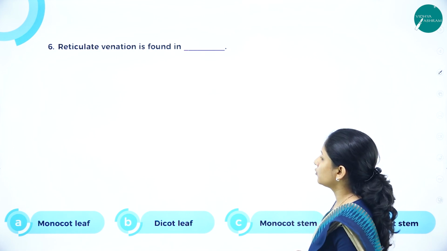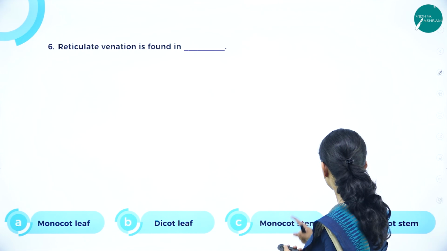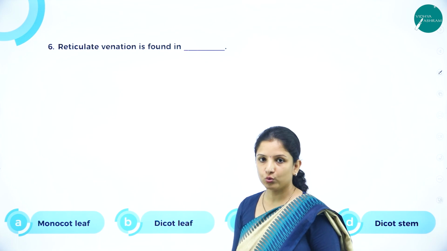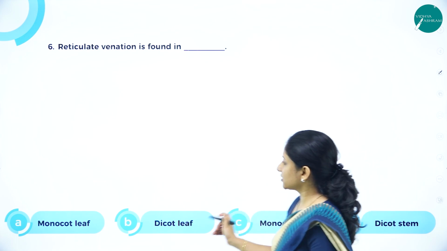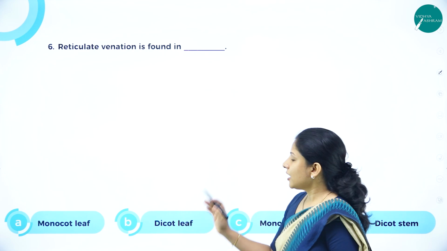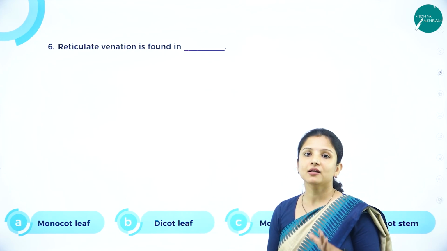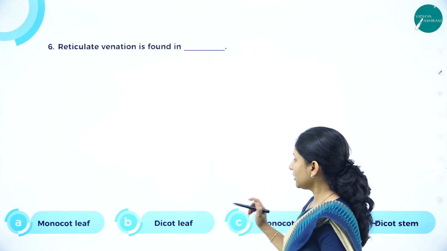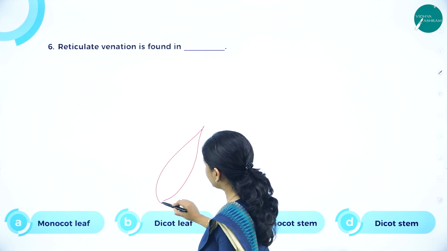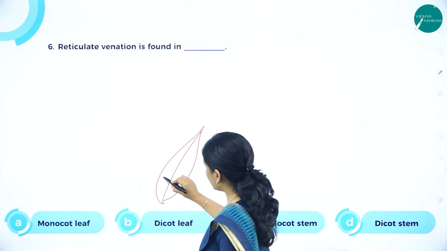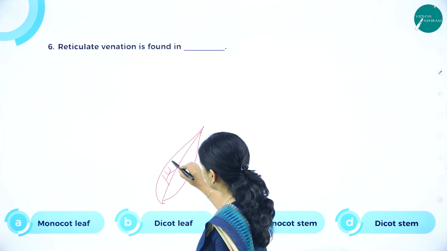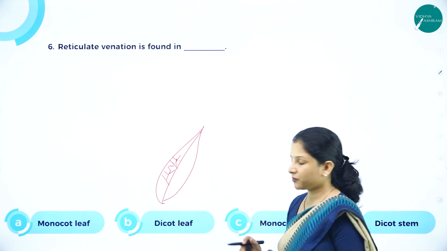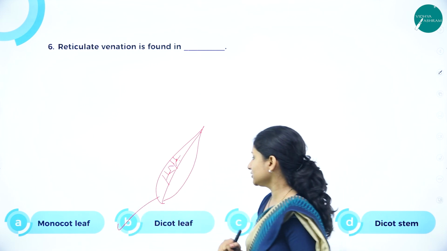Reticulate venation is found in monocot leaf, dicot leaf, monocot stem, dicot stem. Venation is actually seen in leaves. It has nothing to do with the stem. So, therefore, the option is limited here to monocot leaf and dicot leaf. I told you in monocot leaf, they have parallel venation wherein the veins are arranged parallel to each other. In reticulate venation, actually in dicot leaf, they'll have a midrib, and then they'll have veins and lots of veinlets like this, which will form a network. So, therefore, it is in dicot that reticulate venation is seen. Therefore, the right option is option B.